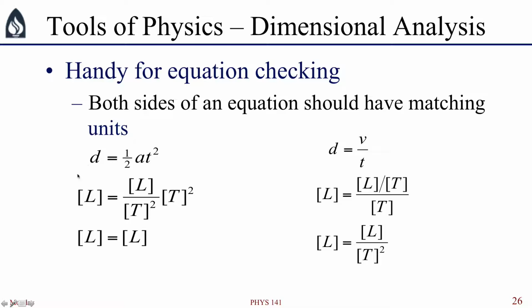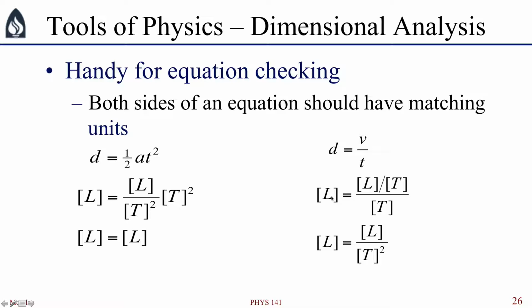So if we use this equation as an example, we have a distance, which is a length, is equal to 1/2 acceleration, which happens to be a length over a time squared. We'll learn more about that later, times time squared. So the time squareds would cancel, and we have length on one side and length on the other side of the equation.